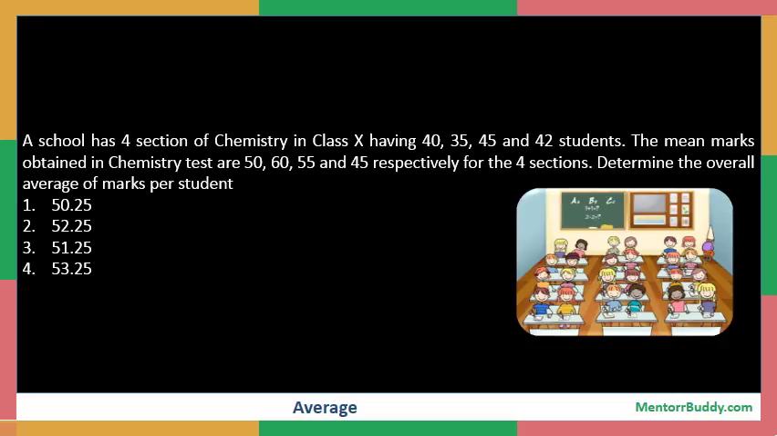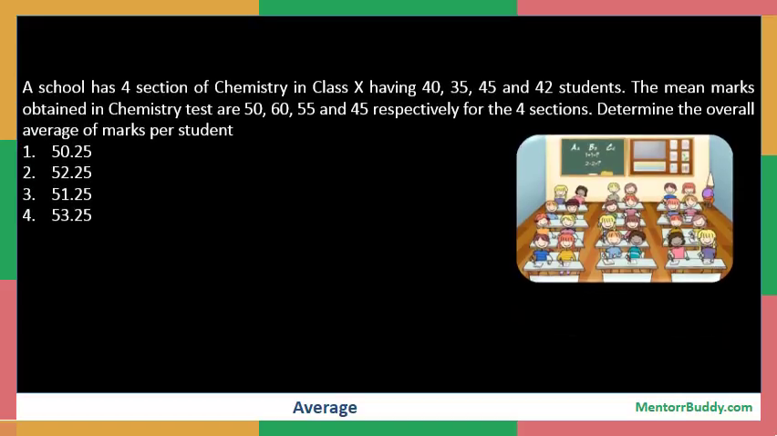We have a question based on average. The question says, a school has four sections of chemistry in class 10th having 40, 35, 45 and 42 students. The mean marks obtained in chemistry test are 50, 60, 55 and 45 respectively for the four sections. Determine the overall average of marks per student. So let us see how we can approach this question.